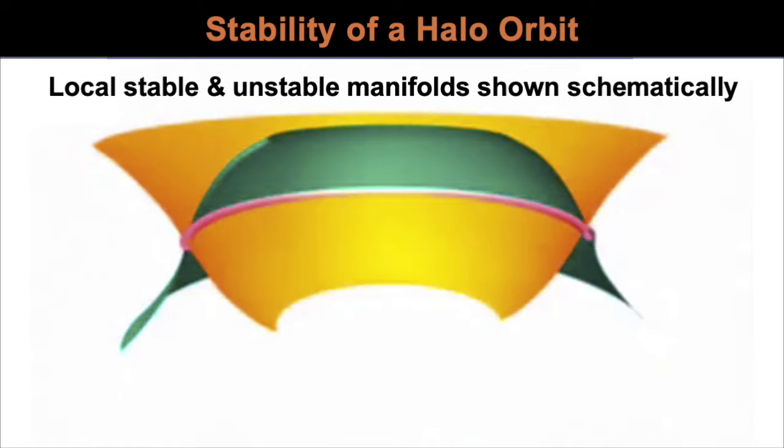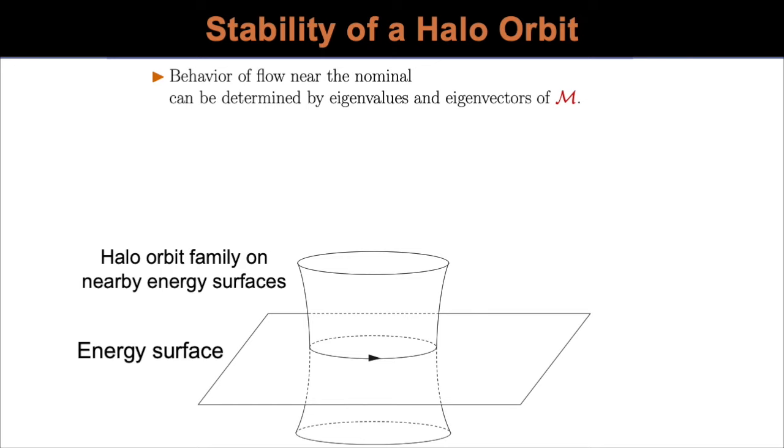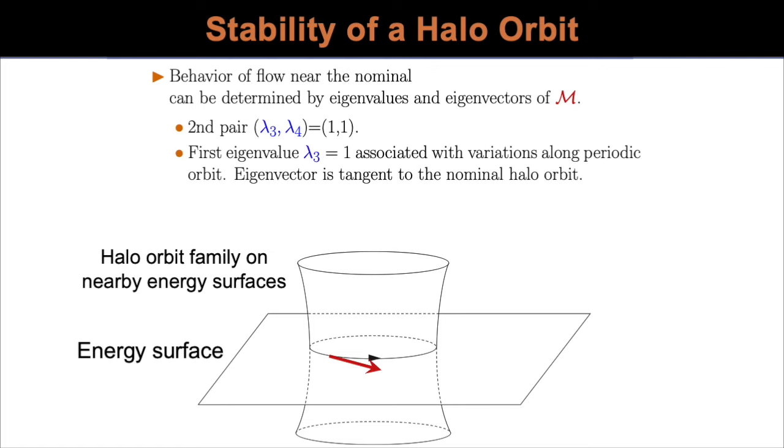So that's what the first pair of eigenvalues give you. There's a second pair of eigenvalues. They're each equal to 1. 1 corresponds to perturbations just along a halo orbit. If you perturb infinitesimally along any periodic orbit, you're still on that periodic orbit, just at a different phase.